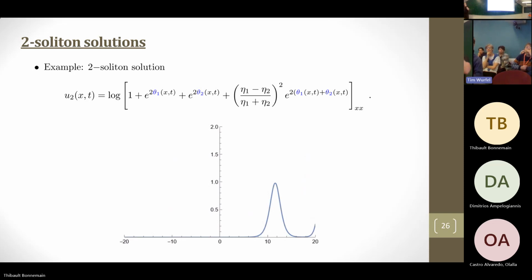Okay, about these etas, can you choose them as you want, or are there constraints? They need to be positive. Yeah, they need to be positive if you want to have zero background. If the background is not zero, you can choose them. Yeah, no problem.